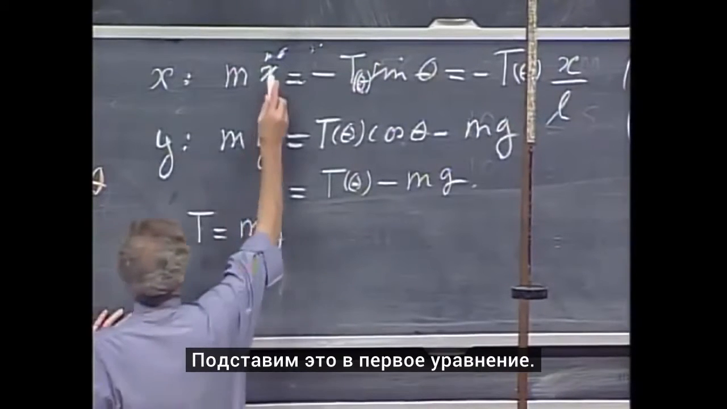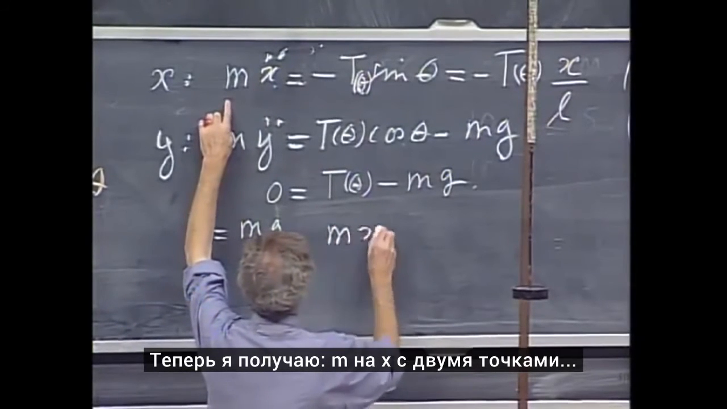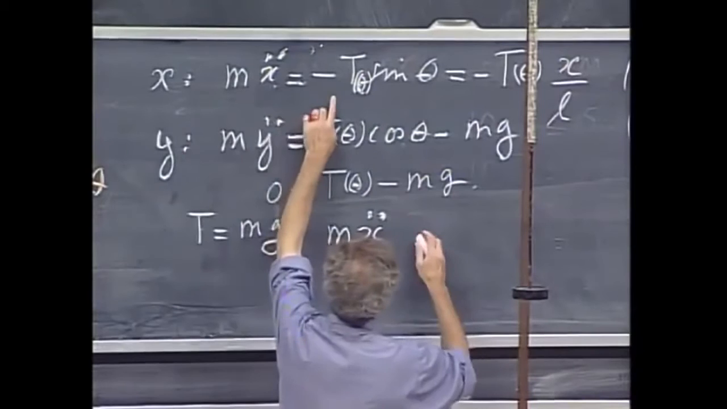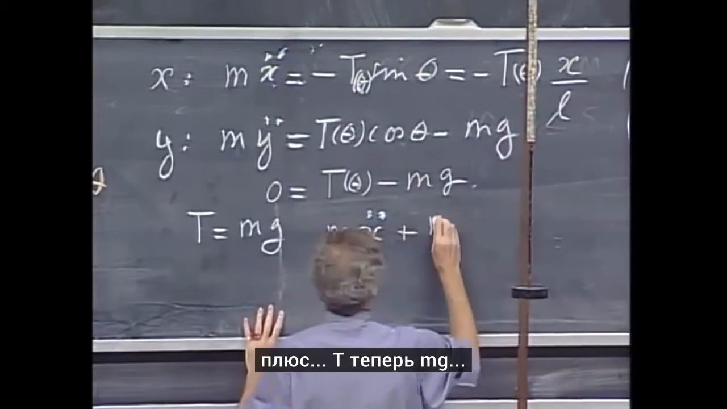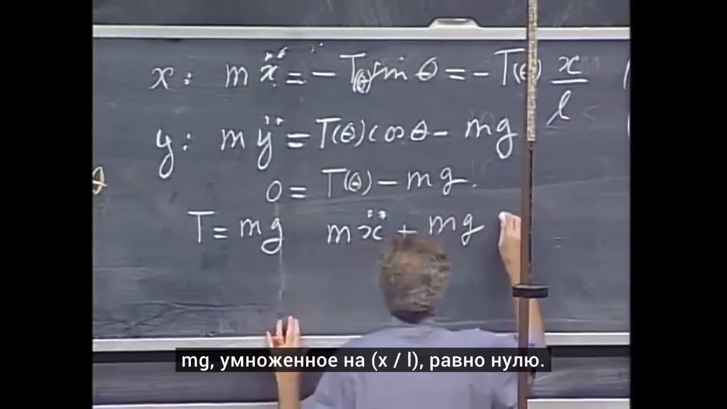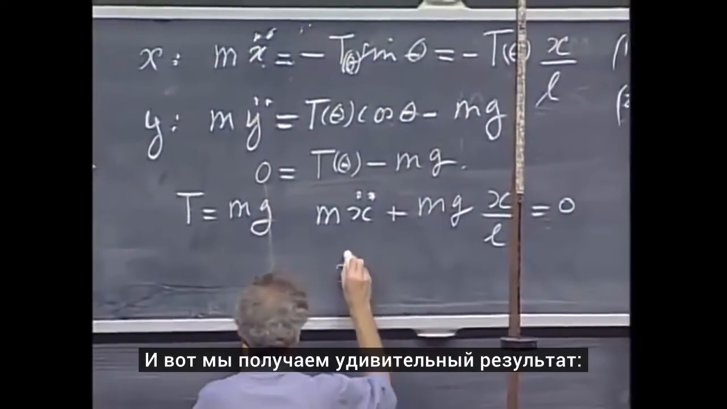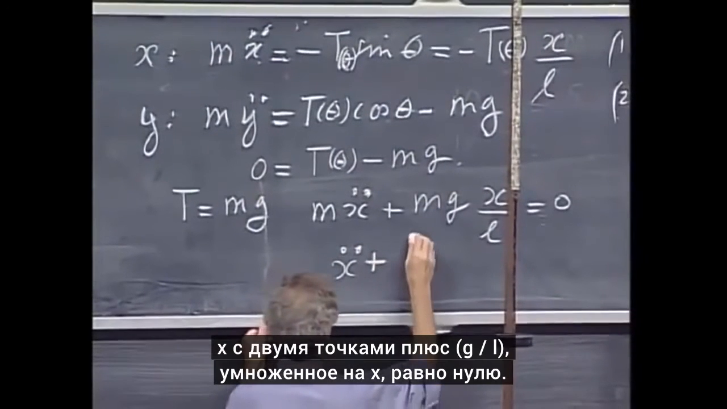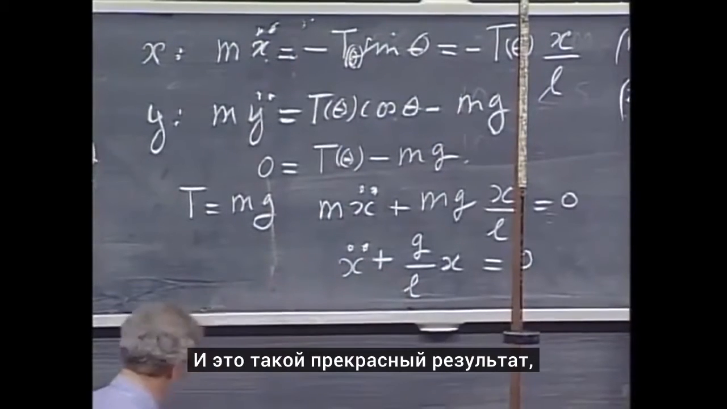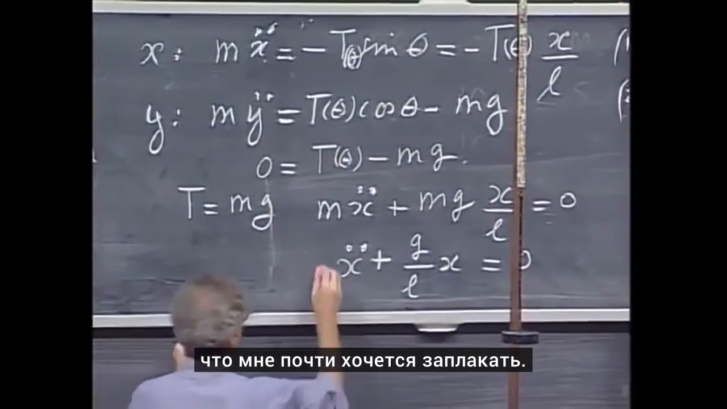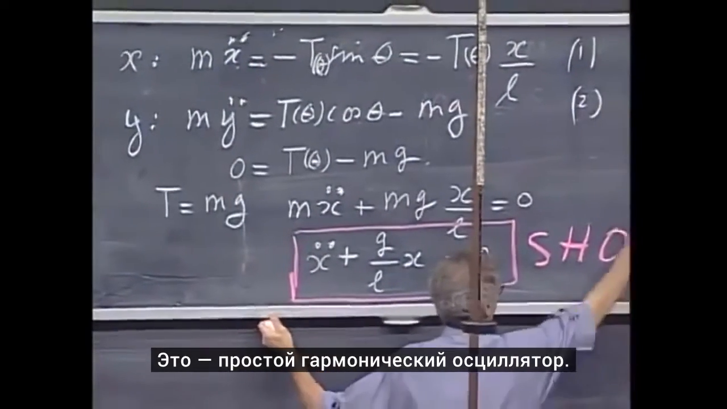I substitute this back in my equation number 1. And so now I get that m times x double dot, and I'll bring this on the other side, plus T, which is now mg, mg times x divided by L equals 0. And now comes the wonderful result: x double dot plus g over L times x equals 0. And this is such a beautiful result that it almost makes me cry. This is a simple harmonic oscillation.